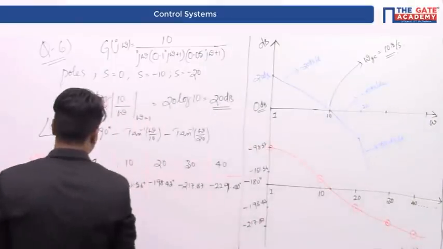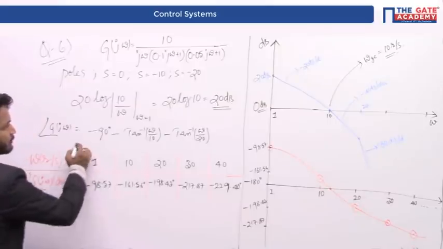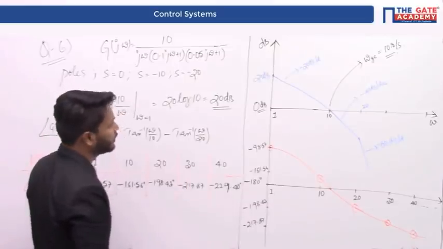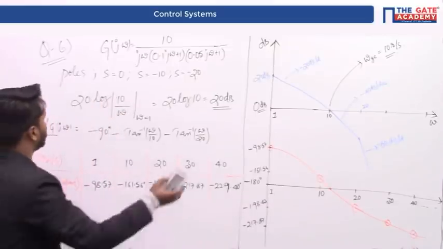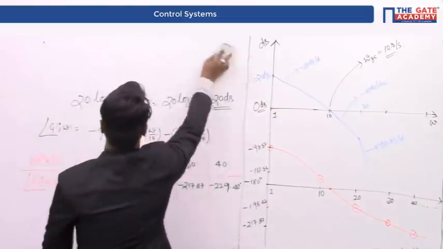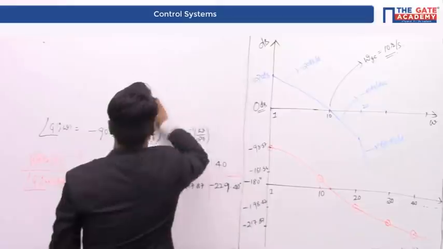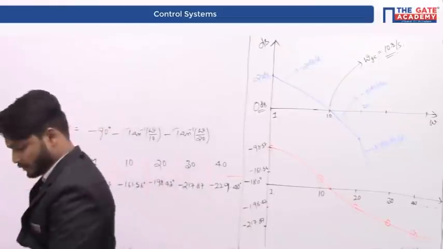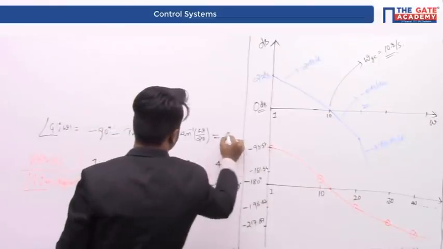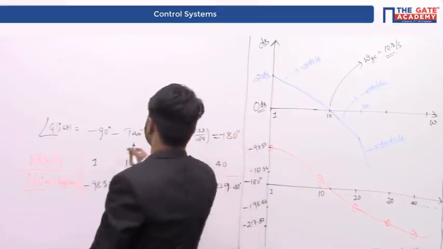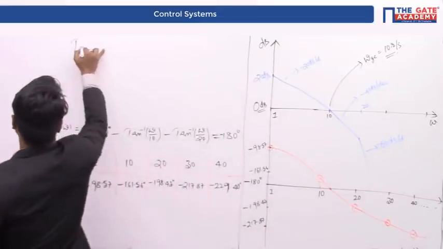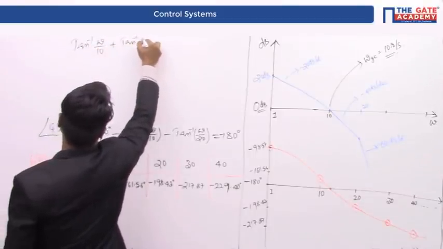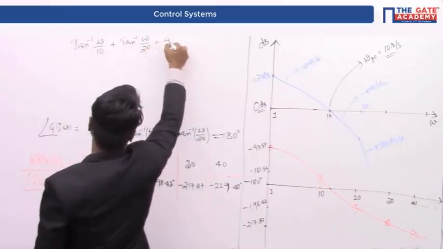So in order to find out the phase crossover frequency, equate the phase of the system, that is minus 90 minus tan inverse of omega by 10 minus tan inverse of omega by 20, with minus 180 degrees. Upon solving this, you will get tan inverse of omega by 10 plus tan inverse of omega by 20 is equal to 90 degrees.